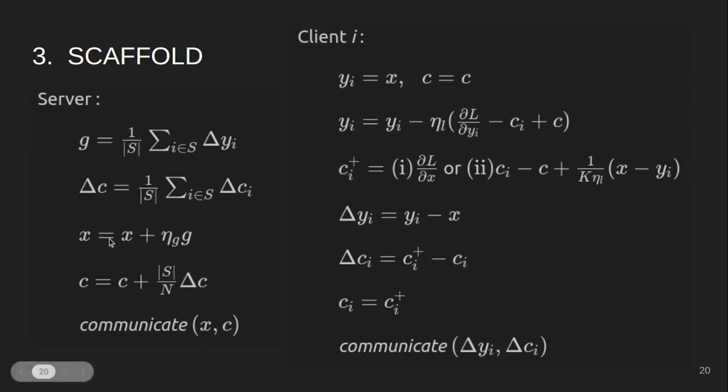Then we update our global model using this rule, and then again we update our control variable at the server side using this rule. Here s is the number of clients participating in each round, divided by n, which is the total number of clients available, and multiplied by delta c.